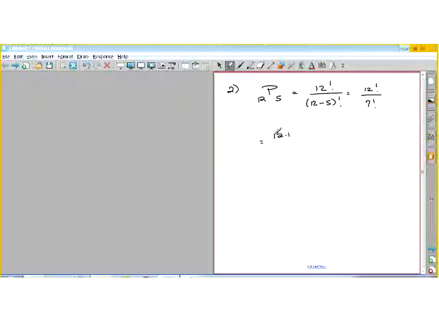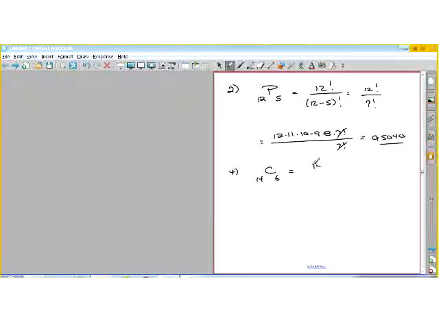Then we can rewrite the numerator as such, and we stop at 7 factorial because that is what we're dividing by. So that allows me to cancel those out. And we have 12 times 11 times 10 times 9 times 8, not times anything else. So we get 95,040.